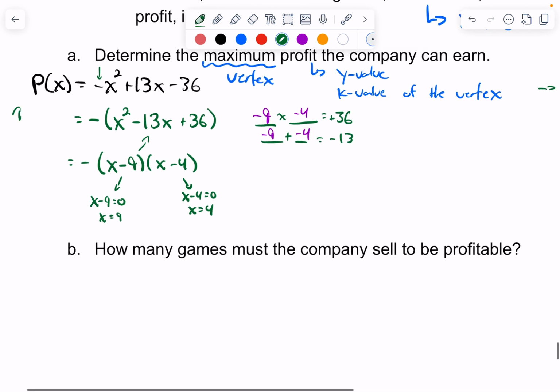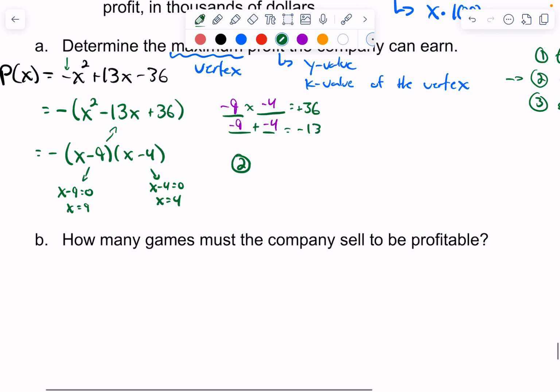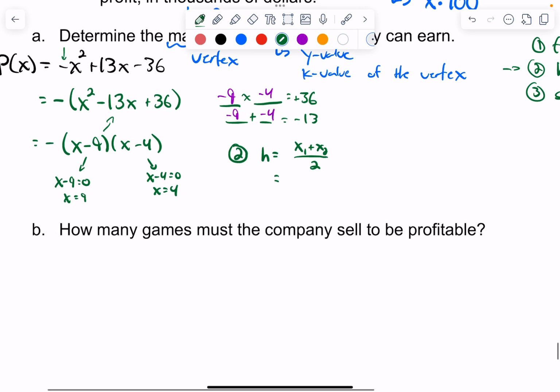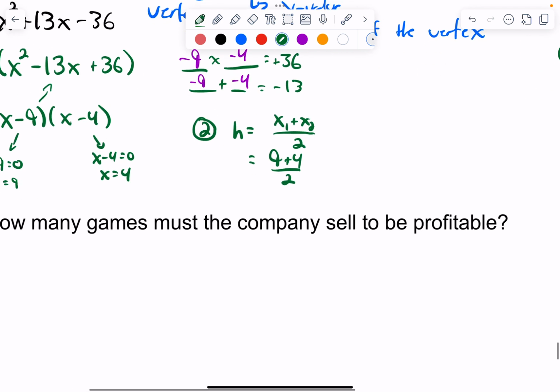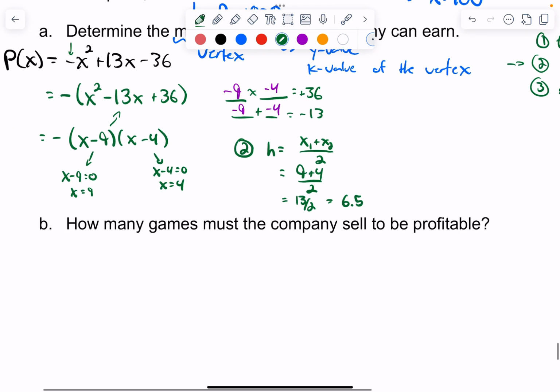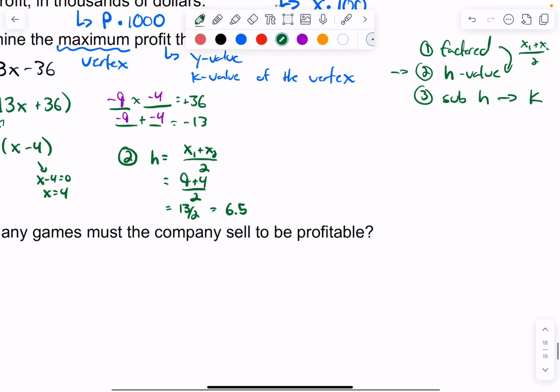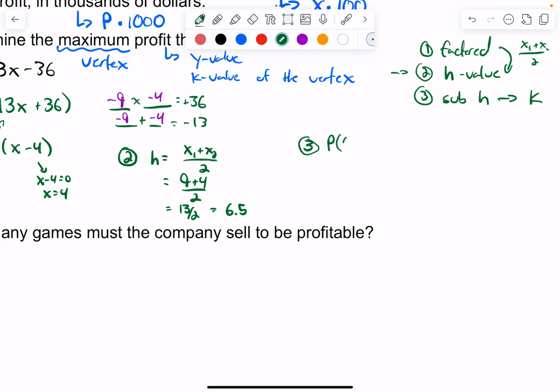So now take these values here. So this was step 1. Step 2, find the h. H is equal to x1 plus x2 all over 2. So in this case, it's 9 plus 4 over 2. That would be 13 over 2, which is the same as 6.5. So that's not going to be a nice number, so we'll probably need to use our calculator to solve for the k value. So then part 3, you're solving the profit at the value of 6.5. This is our h. H equals 6.5. And you will find your k value, right? That will be the maximum profit. This right here represents the max profit.